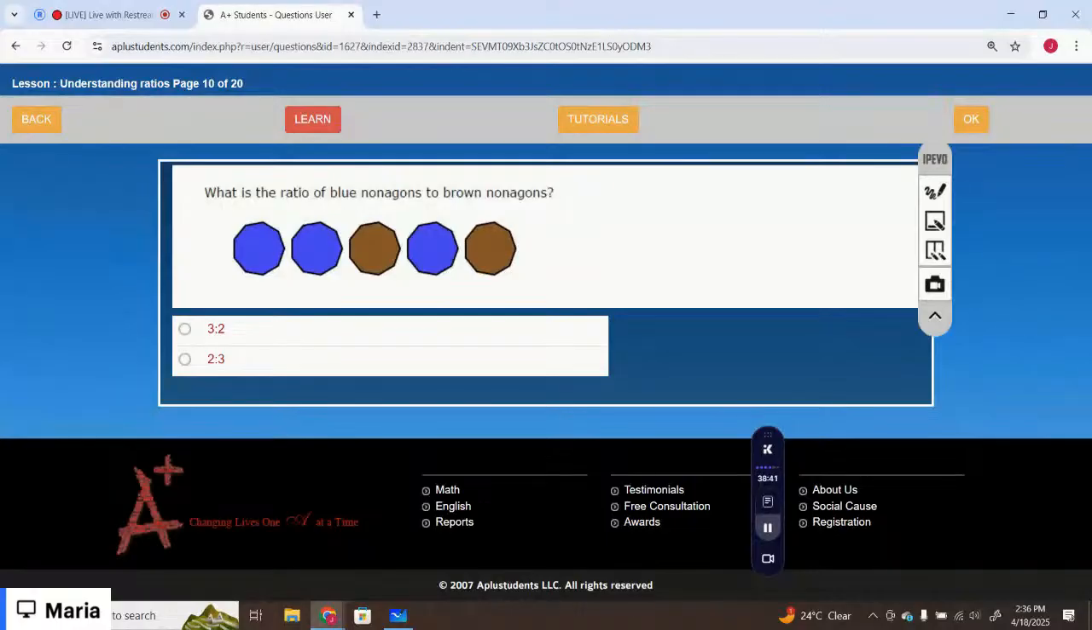What is the ratio of blue nonagons to brown nonagons? Three to two. Option number one is the correct option. Three blue and two brown. So that is three to two.